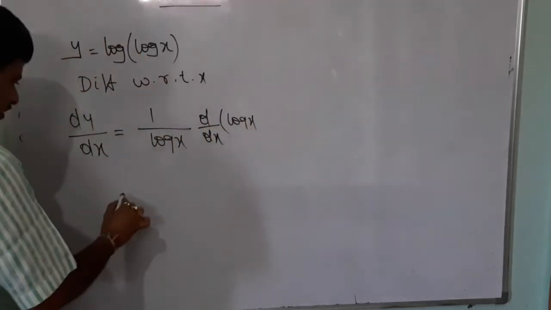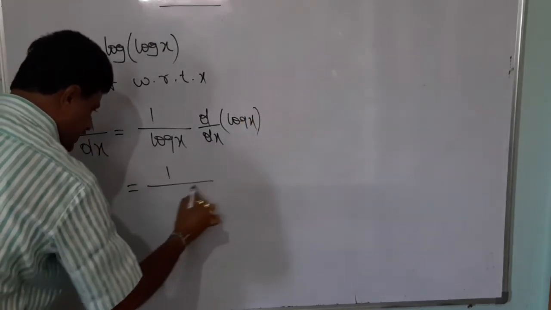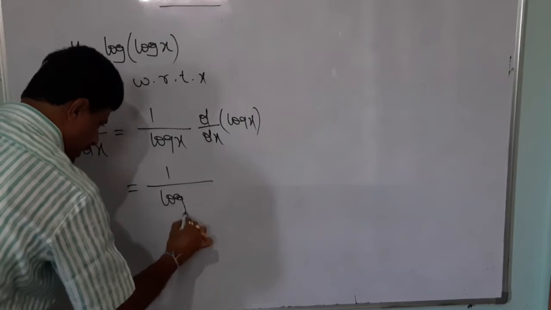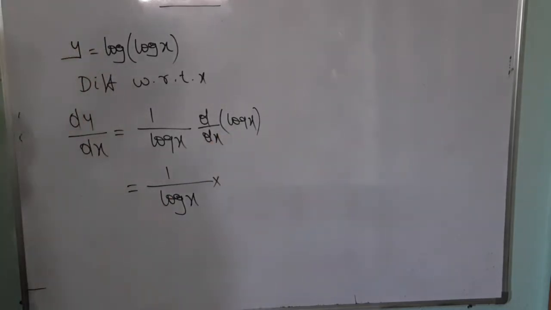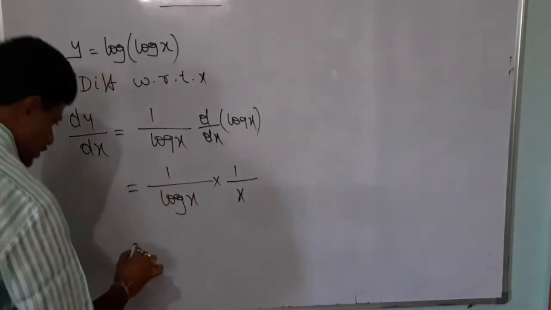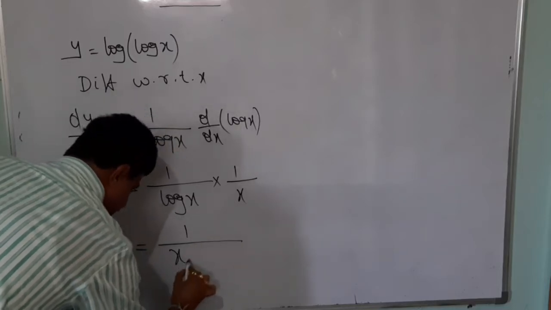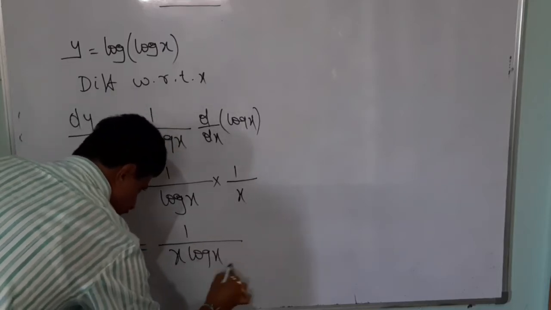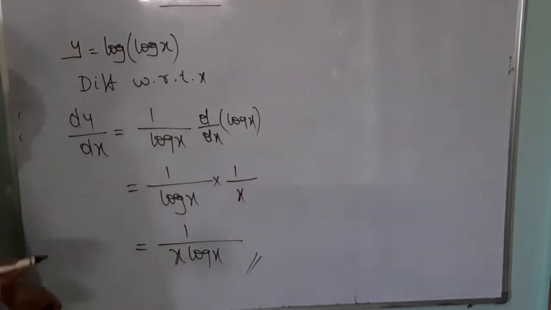So next, that is equal to 1 divided by log x, into differentiation of log x. Differentiation of log x is equal to 1 divided by x. So therefore 1 into 1, log x into x, that is 1 divided by x log x. This is the result. Right.